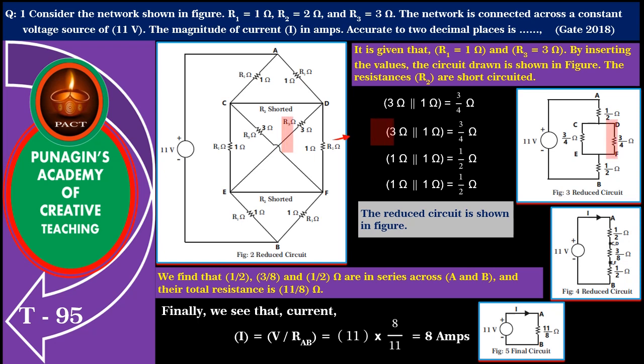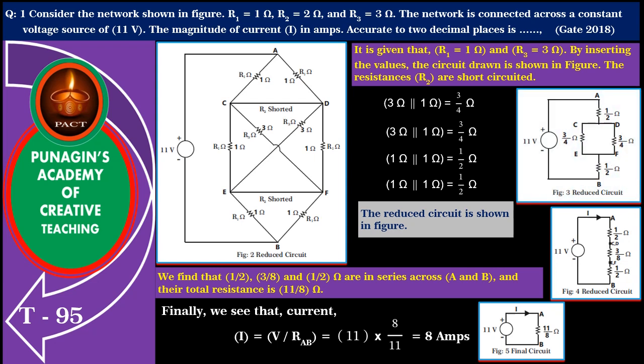Similarly, another 3 ohm and 1 ohm are in parallel across D and F and their equivalent also is 3 by 4 ohm as shown in figure. Further, 1 ohm and 1 ohm connected to A are in parallel and their equivalent is 1 by 2 ohm. Also, 1 ohm and 1 ohm connected to B are in parallel and their equivalent also is equal to 1 by 2 ohm as shown in figure. The reduced circuit drawn is shown in figure.